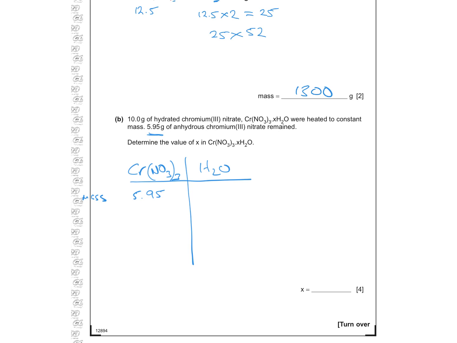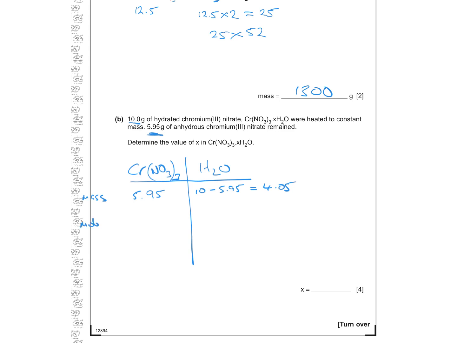Now if we started off with 10 grams of the hydrated salt and 5.95 grams are what's left, that means the difference between these two values must be due to the water of crystallization that has been lost. So 10.0 minus 5.95 equals 4.05 grams. So that's the mass of water that has been lost.